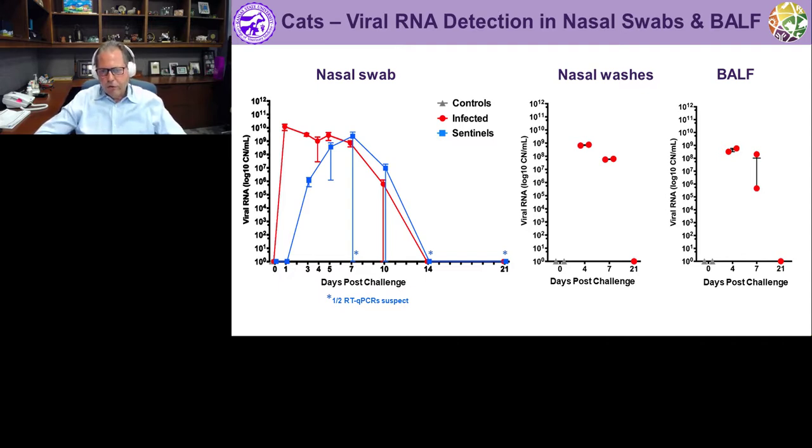If we do nasal washes at necropsy days, we see on day 4 and day 7 high loads of viral RNA in the nasal washes of both animals necropsied, but none on day 21 post-inoculation. Similarly, with bronchoalveolar lavage fluid on day 4 and day 7, both animals are positive, and the one on day 21 is negative.